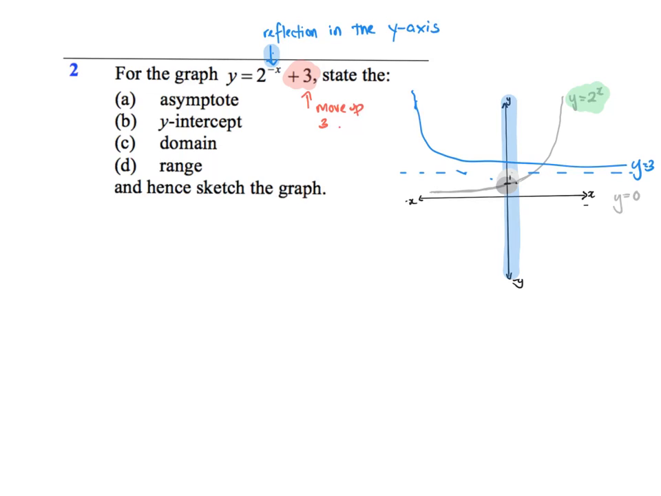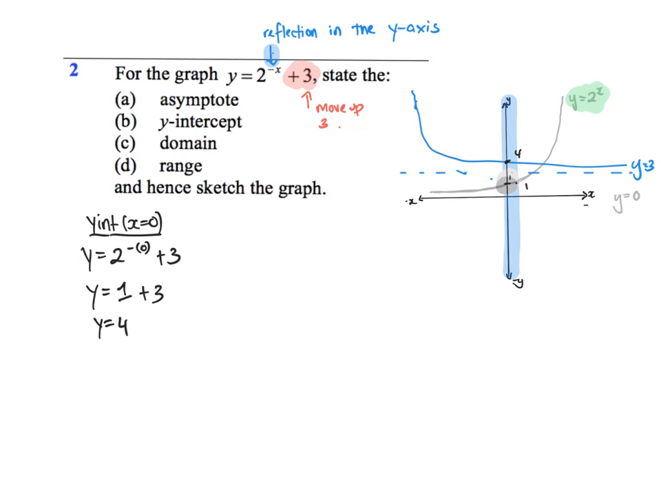So, what's a quick way to know? If it's moved up 3, what's this intercept? 4. Let's go and check that anyway. Y-intercept is when x equals 0. I'm going to put x equals 0 into my formula. So y equals, anything to the power of 0 is 1, plus 3. Y equals 4. Awesome, that's what we got.